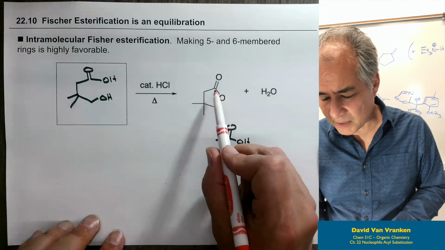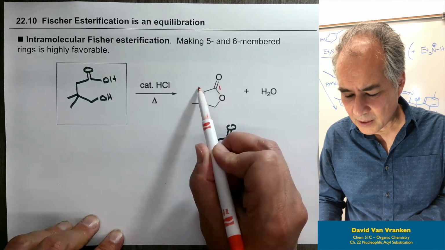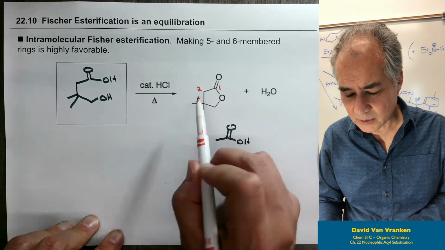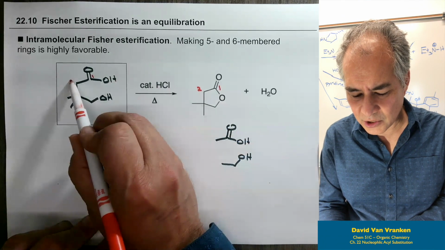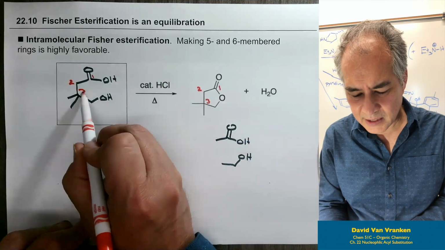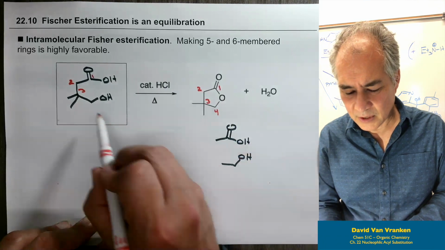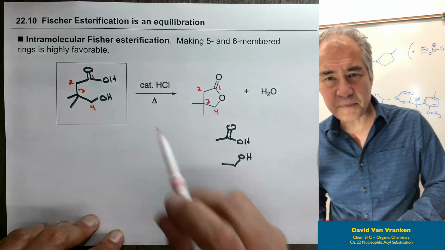Let's go ahead and number them just to make sure we got the connectivity correct. Here's a carbonyl group, atom 1. Here's a CH2 group, atom number 2. I see a carbonyl atom 1, a CH2 group number 2. I see a quaternary center, number 3. There's quaternary center number 3. There's a CH2 group number 4 down here. There's a CH2 group number 4. I've got all the pieces right.